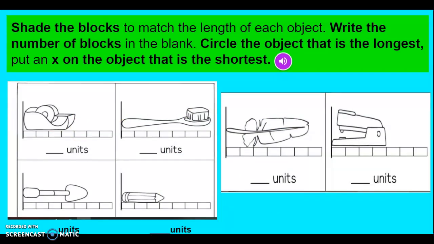Which one of these objects do you think is longest before you even measure it, before you count the units? Do you think it's the toothbrush? Do you think it's the feather? Okay, well, you're going to have to color in the blocks and count the units before you circle it. Which one of these objects do you think is the shortest? The pencil or the tape? After you color and count the blocks, then you're going to put an X on the object that is the shortest.